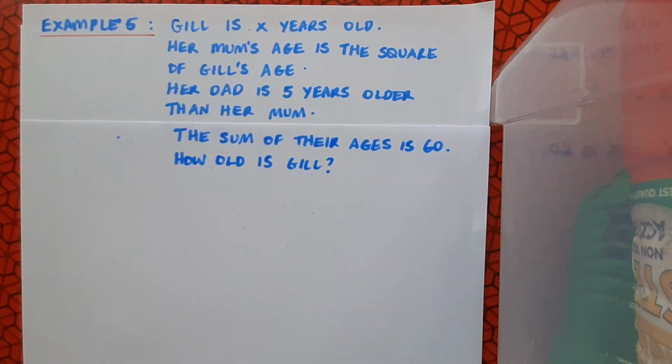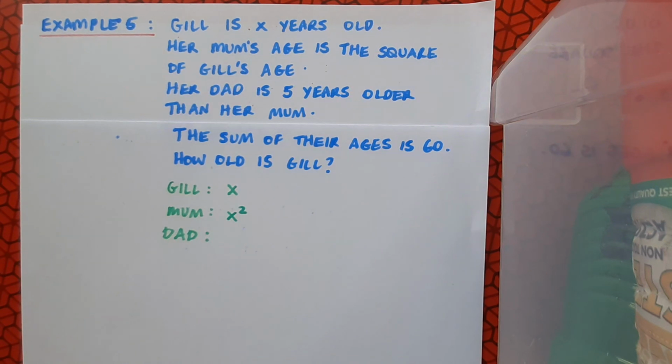So Jill is x years old. Her mum is the square of Jill's age, and her dad is 5 years older than her mum. And I'm told that the sum of their ages is 60, and I want to figure out how old is Jill. Okay, so I've got 3 people involved here, Jill, her mum, and her dad. And I'm going to try and first of all write down an expression for each of their ages. So it's easy to get Jill's age because she's just x years old, so I'll write x in for her. Her mum is the square of her age, so that's just going to be x squared.